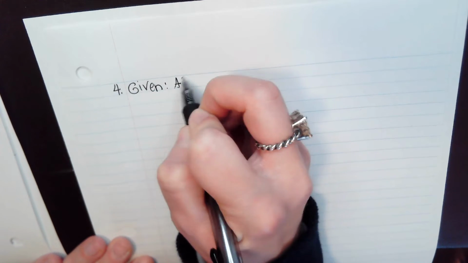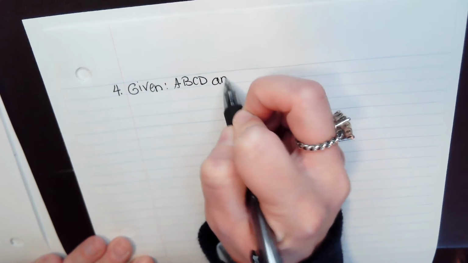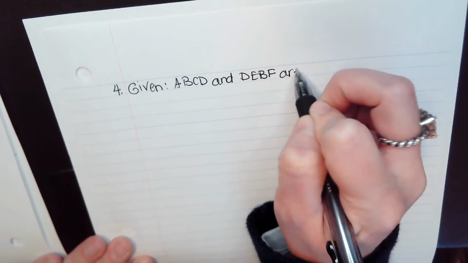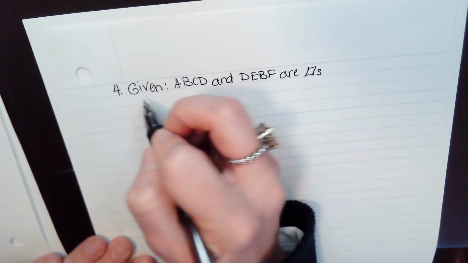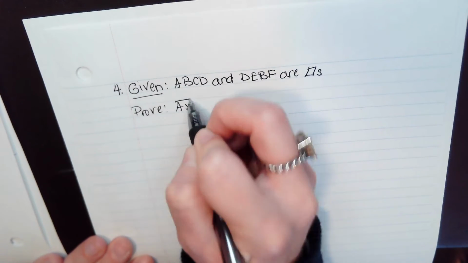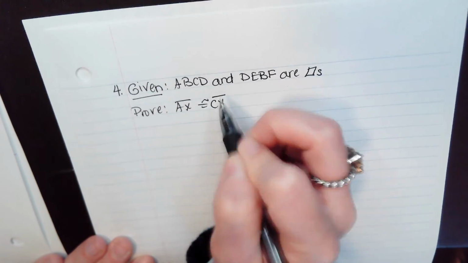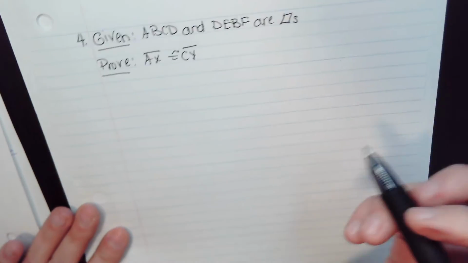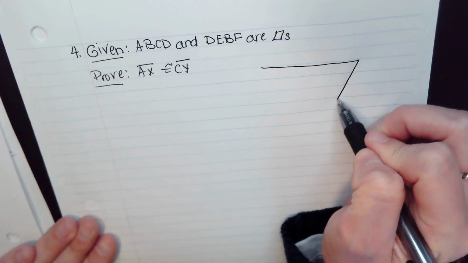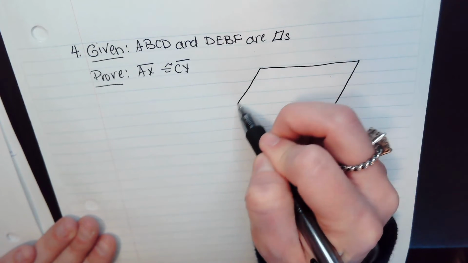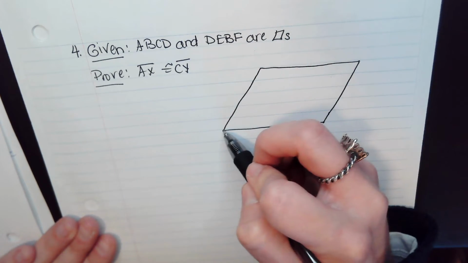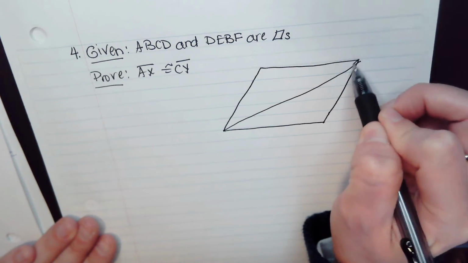Given ABCD and DEBF are parallelograms. Prove segment AX congruent to segment CY. And there's a couple different ways of doing this proof. So I want you guys to take your time and try to figure out a way that makes sense to you. So I'm going to draw in the diagonal here.